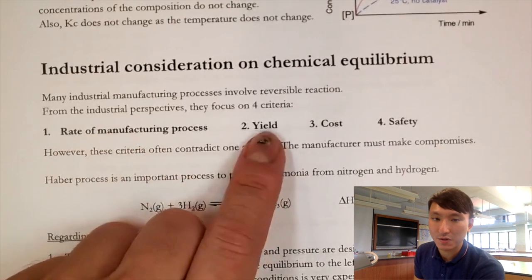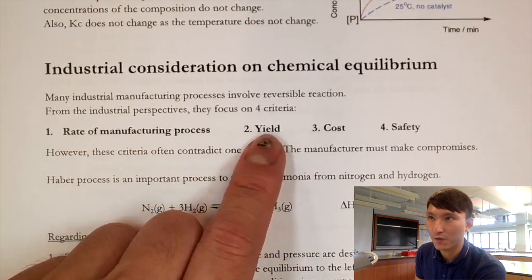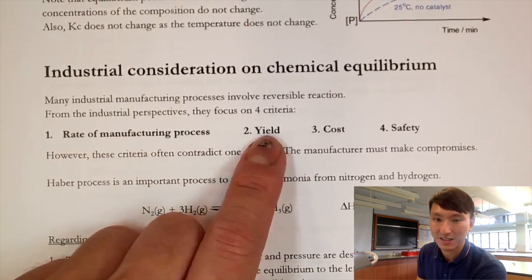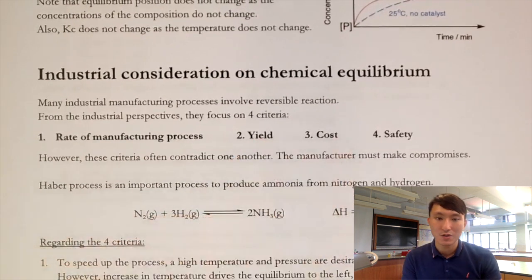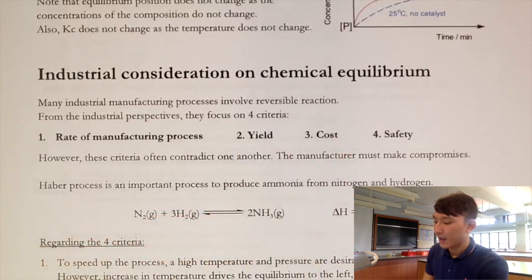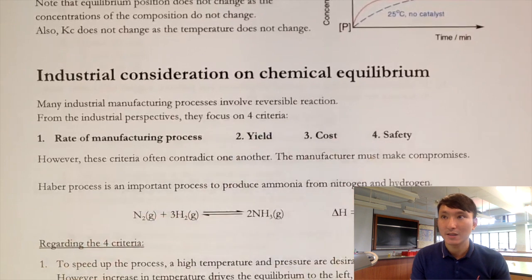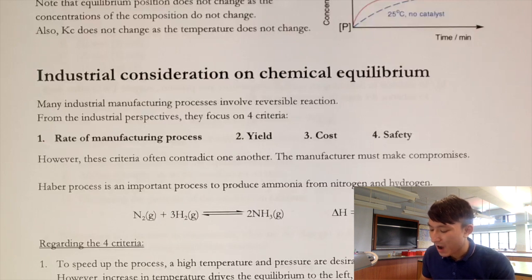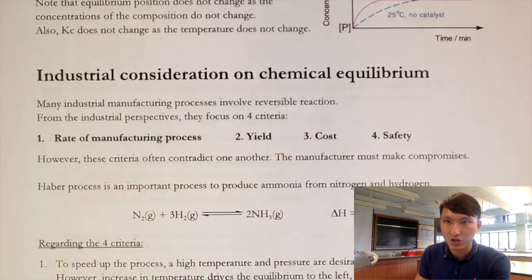The second one is the yield. That means the amount of product. Of course, the more the yield, the better it is. The cost, of course, you want to have as low cost as possible, right? And after that, safety, of course, as safe as possible. However, when we have to design our industrial conditions, sometimes these factors contradict each other, okay?